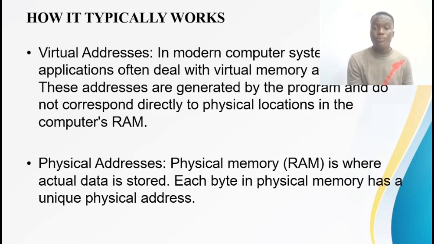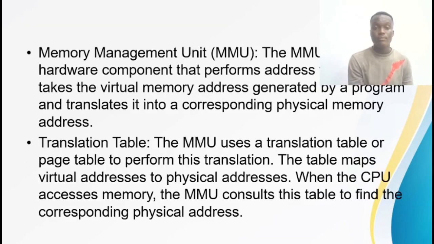In modern computer systems, applications often deal with virtual memory addresses. These addresses are generated by the program and do not correspond directly to physical locations in the computer's RAM. Coming to the physical addresses, also known as the physical memory, which is the RAM, is where actual data is stored. Each byte in physical memory has a unique physical address.